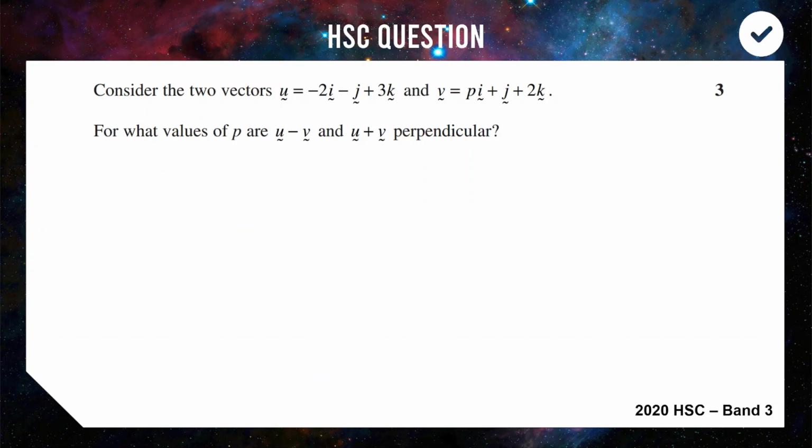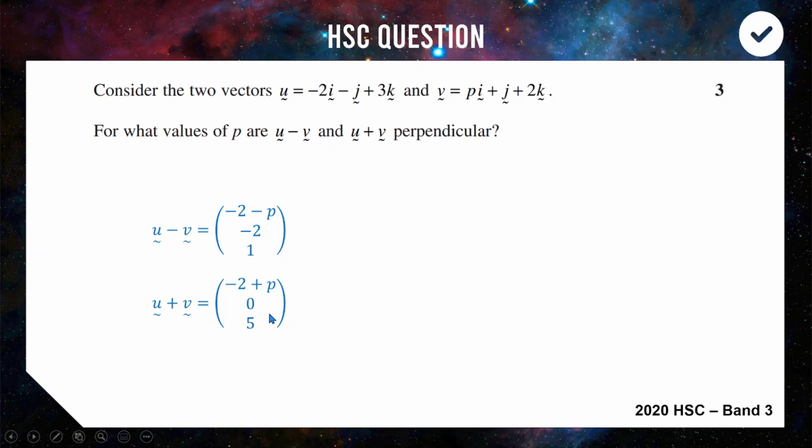All right, but just in case you don't believe that I can do it, I'm going to do it for you right now. So here is vector u minus v. So minus 2 minus p, minus 1 minus 1, and then 3 minus 2 gets us u minus v. Here is our vector for u plus v. So we have minus 2 plus p, we've got minus 1 plus 1, and we have 3 plus 2.